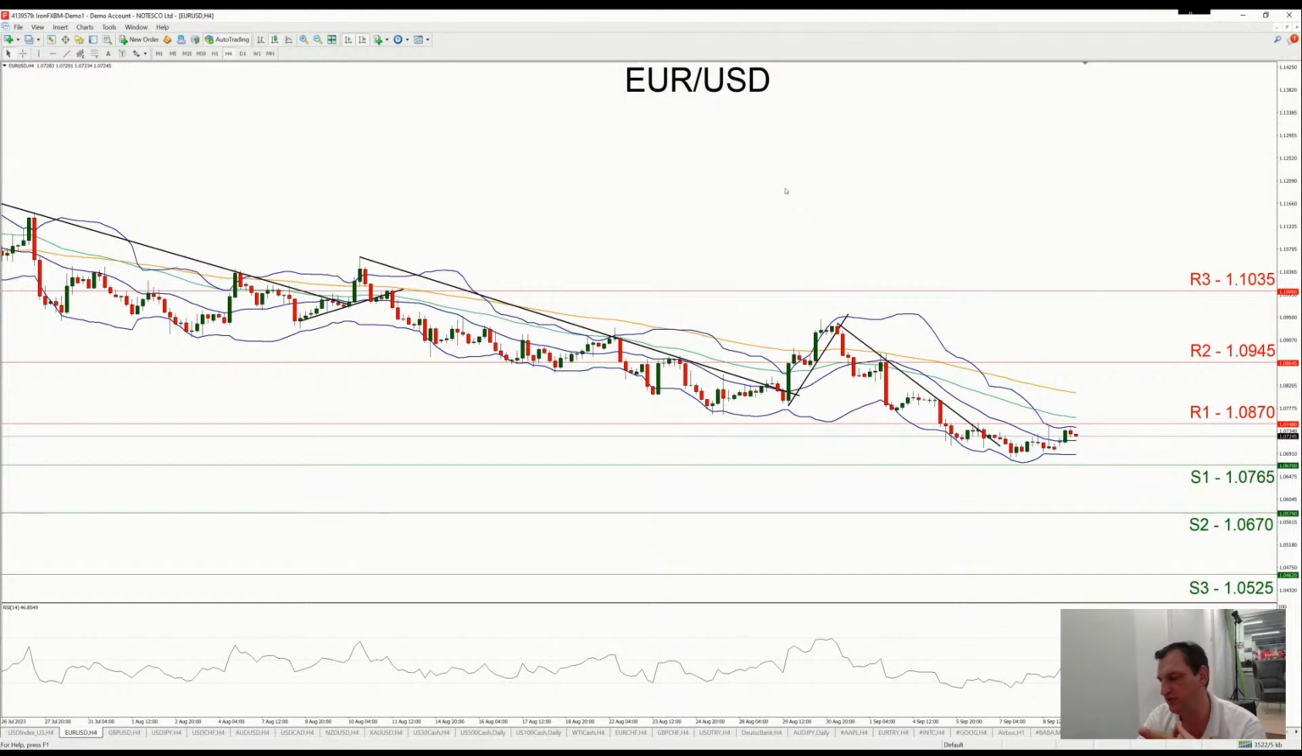And actually, the median, which is the 20 moving average, has flattened out. All of that tends to pinpoint a possibility of the sideways motion continuing between possibly the 1.0870 and the 1.0765. We're talking about a distance of around 105 pips. Not much of a distance, but still seems to be quite valid.